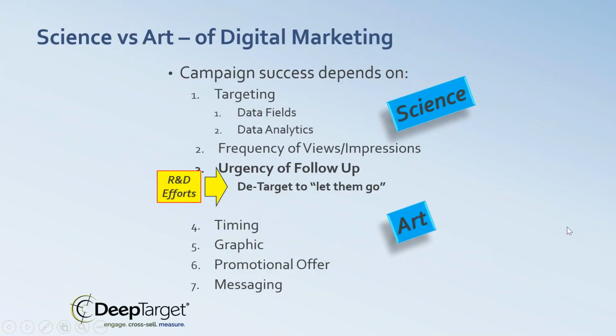So get ready. We've talked now for some time about the science and art of digital marketing. Science being targeting, frequency of the views and impressions, and we added urgency earlier this year, primarily because millennials want to be followed up with quickly. And then the art is timing, graphic, promotional offer, messaging, what you guys know about your demographic, what works well in your area. So what about the urgency?